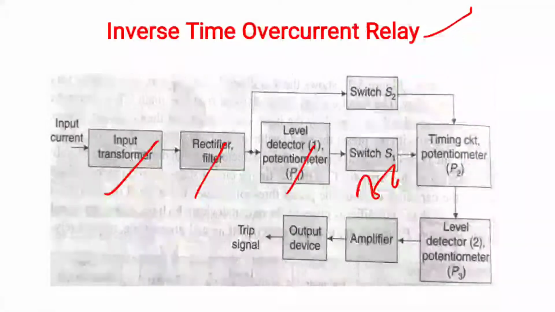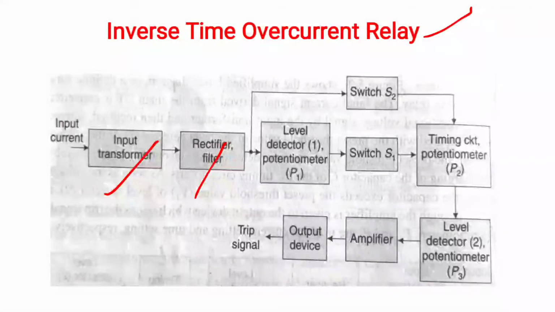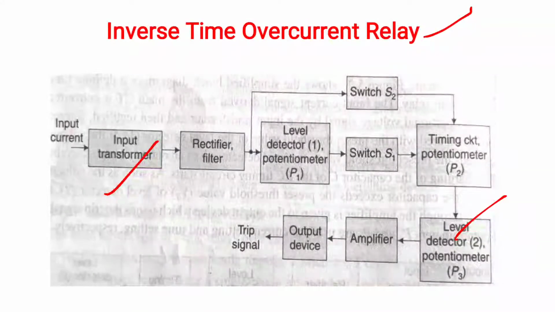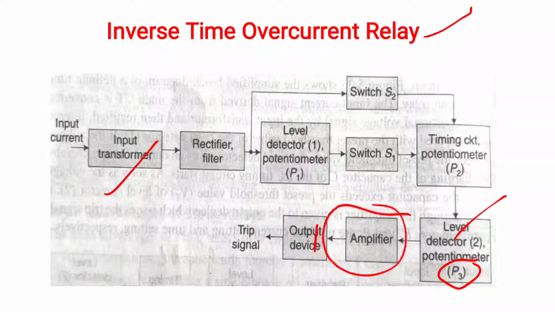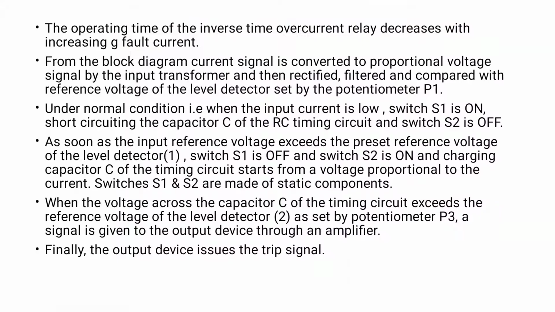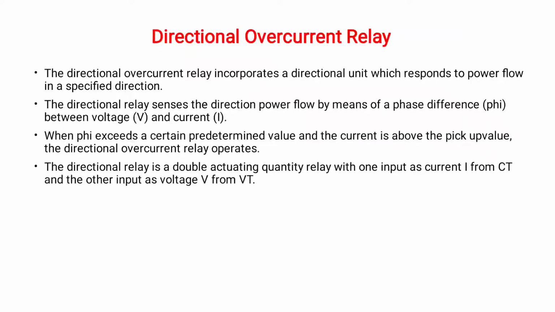Here the switches S1 and S2 are made up of static components. When the voltage across the capacitor C of the timing circuit exceeds the reference voltage of the level detector 2 as set by the potentiometer P3, a signal is given to the output device through an amplifier. Finally, the output device issues a trip signal. So this is the explanation for that.